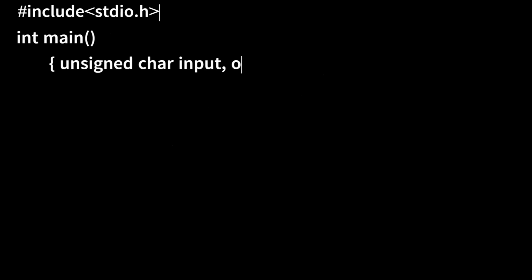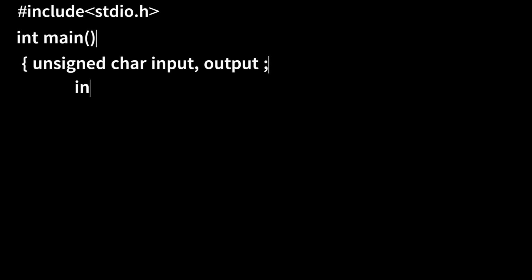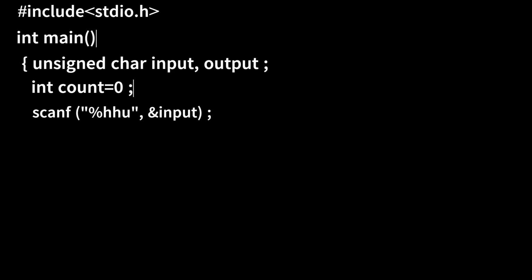#include <stdio.h>, int main. Now to store 8 bits of data, we will use char data type and also will use unsigned so that 8 bits will be magnitude only and MSB bit will not be signed bit. Input to take user input and output to check output. Now let's take another int variable count to count the number of ones. Let's take input scanf, format specifier for unsigned char numerical value is %hhu.